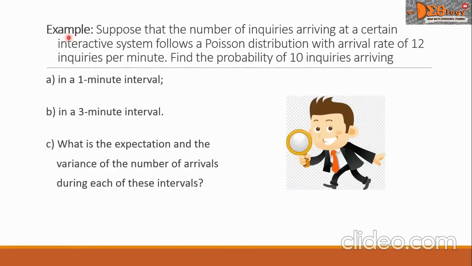Let us see this example. Suppose that the number of inquiries arriving at a certain interactive system follows a Poisson distribution with arrival rate of 12 inquiries per minute. Find the probability of 10 inquiries arriving, letter A, in a 1-minute interval. Letter B, in a 3-minute interval. Letter C, what is the expectation and the variance of the number of arrivals during each of these intervals?